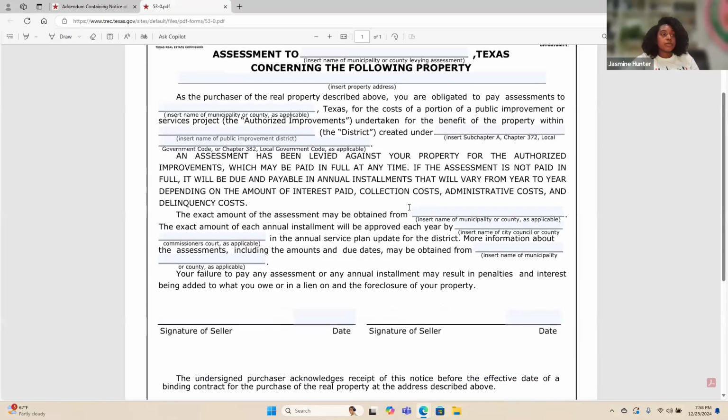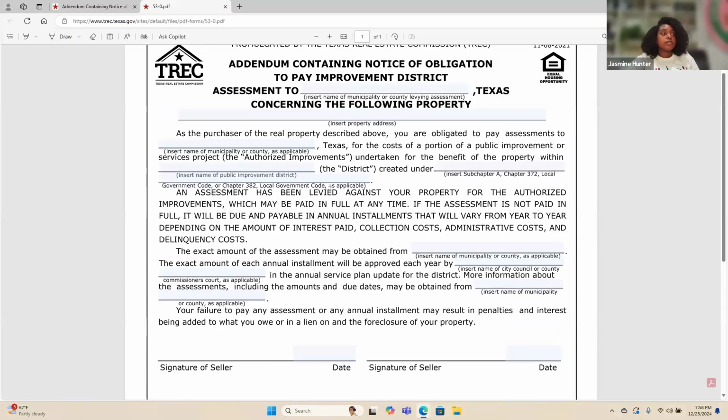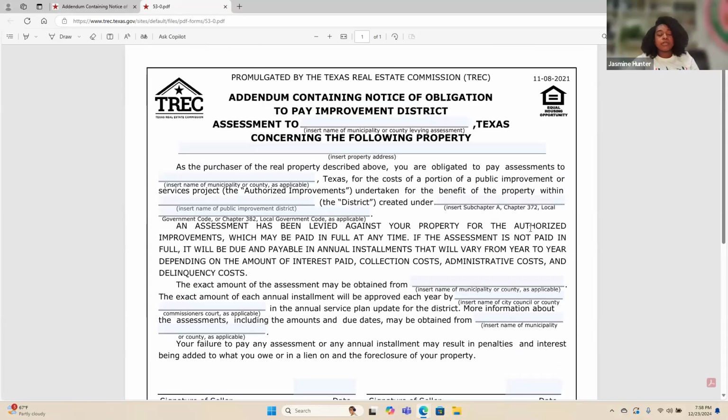Next in line is the addendum regarding notice of obligation to pay a district assessment. So if there is some type of district assessment, whether it's a MUD, PID, PUD, whatever that may be, this is the addendum containing the notice with the obligation to pay. There is also a form that you would put in 6E12 giving notice of that document. And then here is the addendum that you would put in paragraph 22 saying, here is the obligation document.